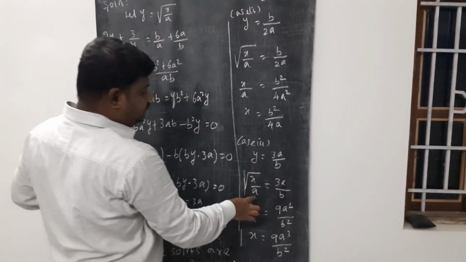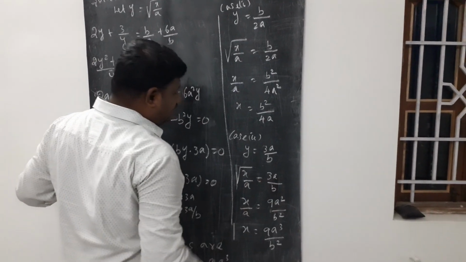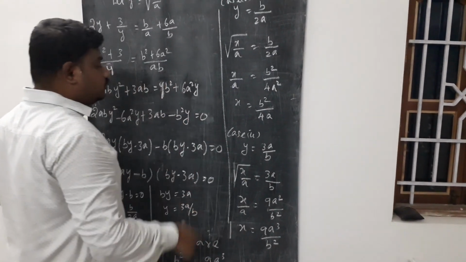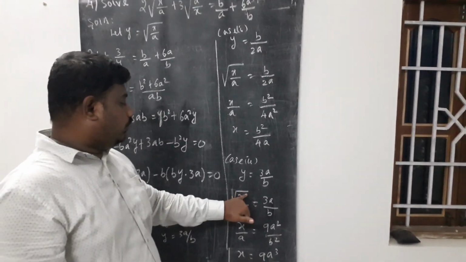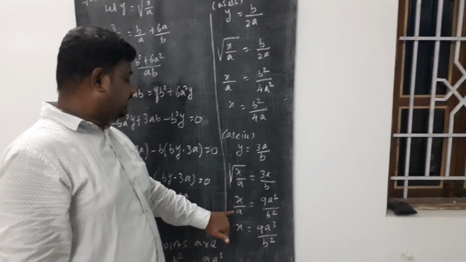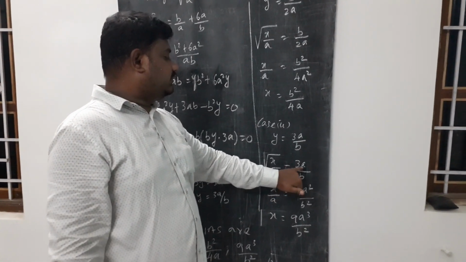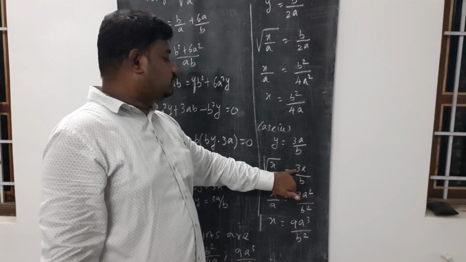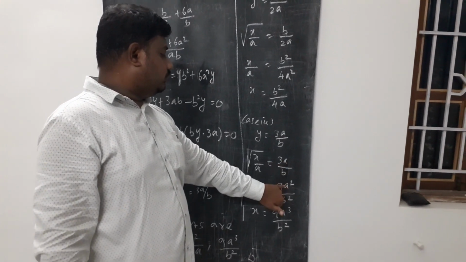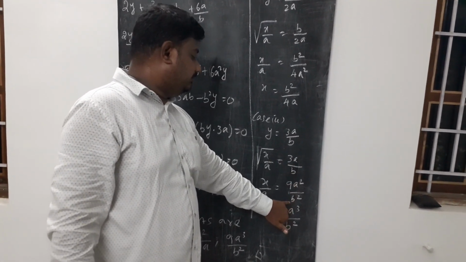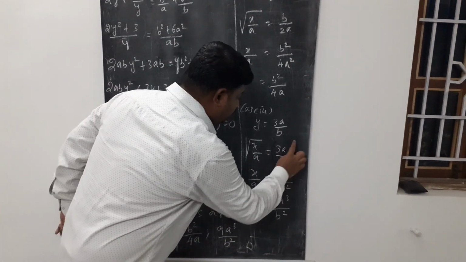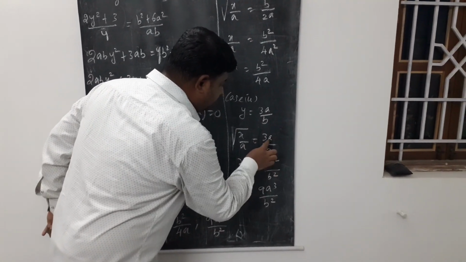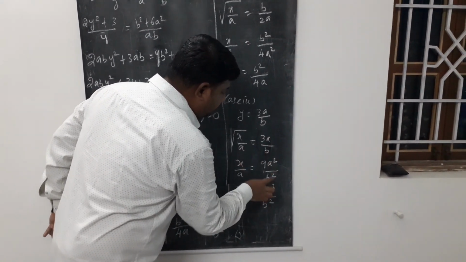So square root of x by a is equal to 3a by b. Once again I will remove the square root, so I will take square on both sides. The square root and square cancel. We get x by a is equal to, if you take square on both sides, 3 square is 9a square, and b becomes b square.